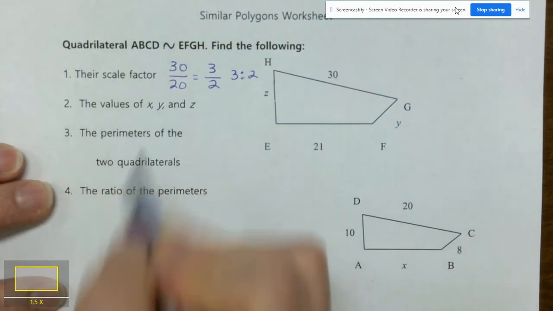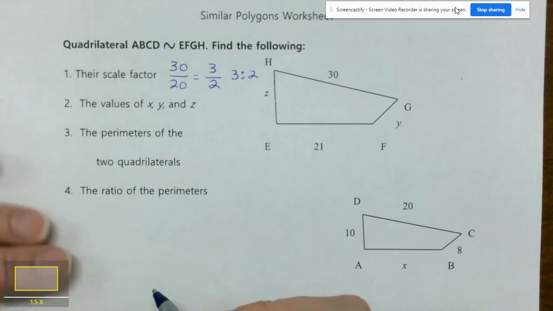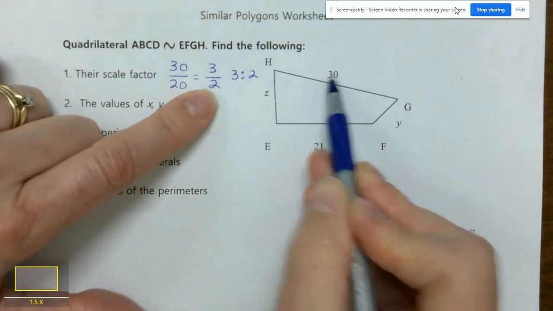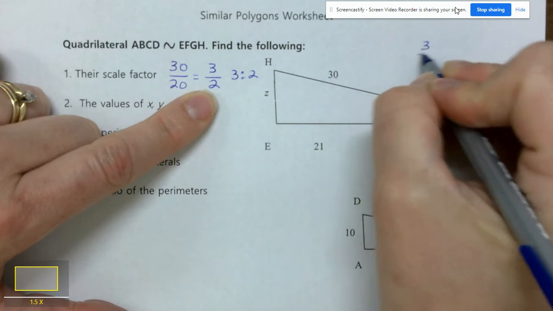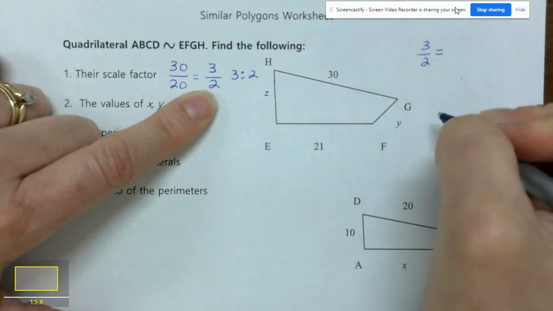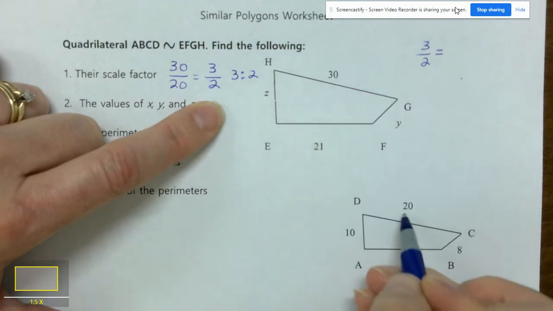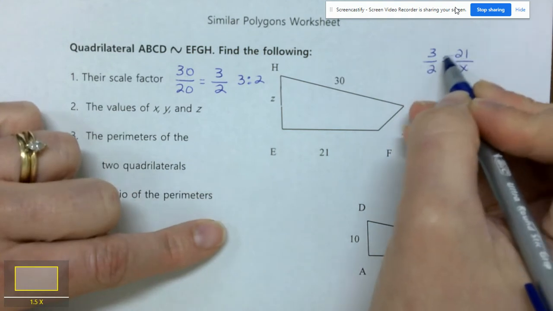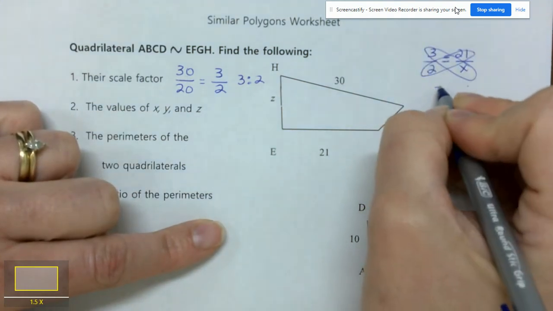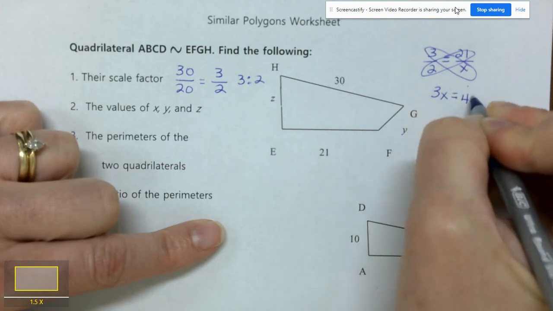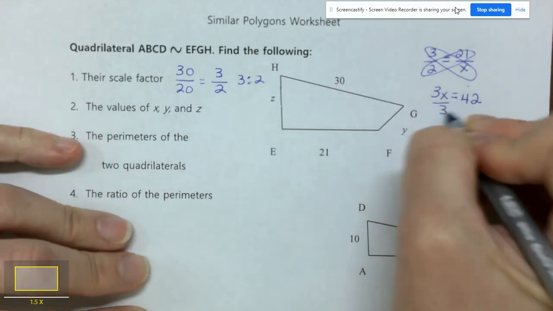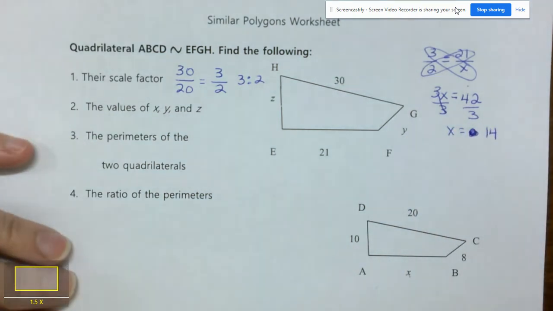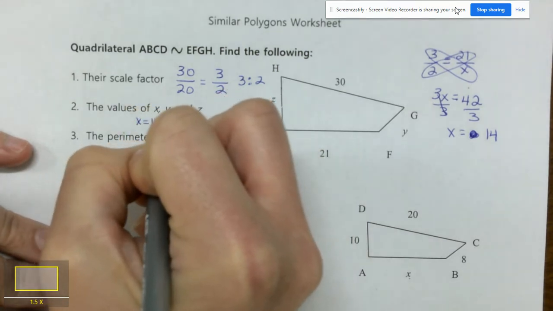All right, then it says to find the values of X, Y, and Z. So let's just start with X. X is down here. So now I did my biggest to my smallest. So that means 3 is to 2 as, remember we put that equal to in there, 21 is to X. And then we're going to cross multiply. We multiply this way and this way. So this gives us 3x equals 42. Divide by 3 on both sides, and we get that x is equal to 14. So my x is 14 here.